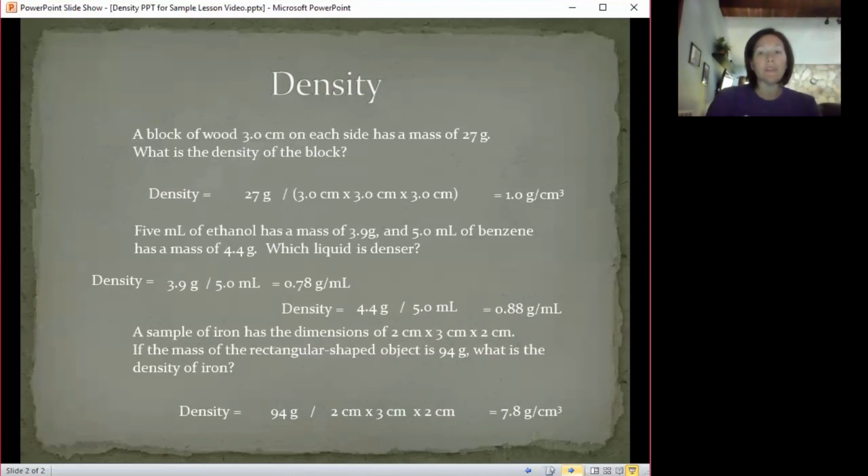And soon you will find a video as well on, in the laboratory, how do we find density? And that's a very fun one, so be watching for that as well.